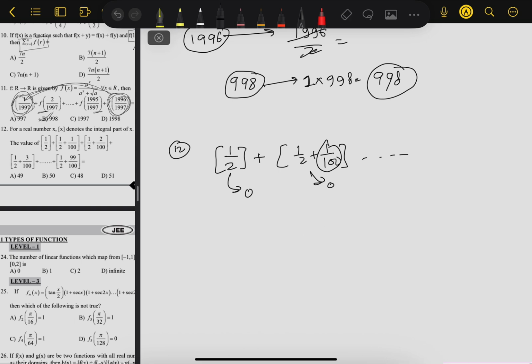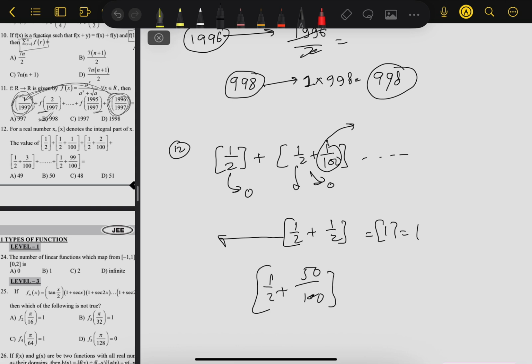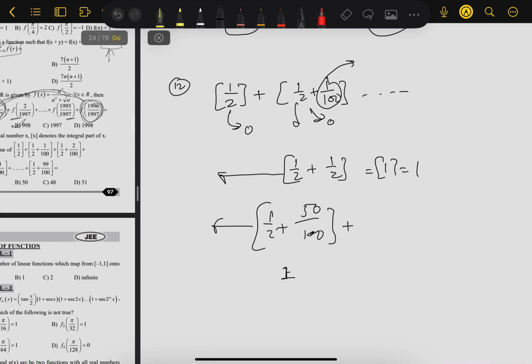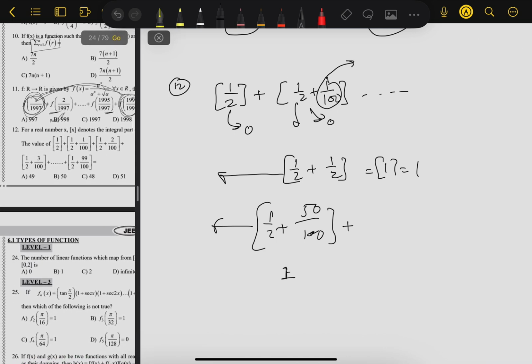So up to half, all terms before these will become 0. If you are getting half plus half, this will become 1, box of 1 is 1, that means the number is changing here. So if you are getting 50 by 100 and half plus 50 by 100, before this number each box will become 0 and this will become 1, and after this each box will be 1. What is the total number of boxes? 99.